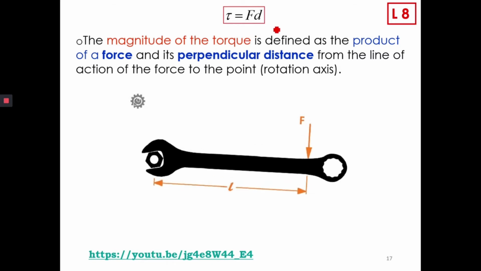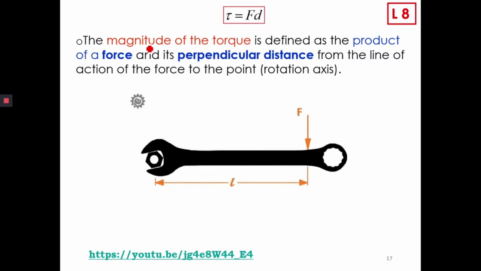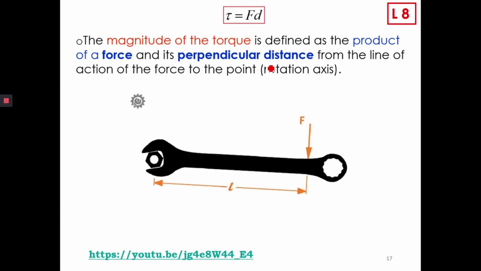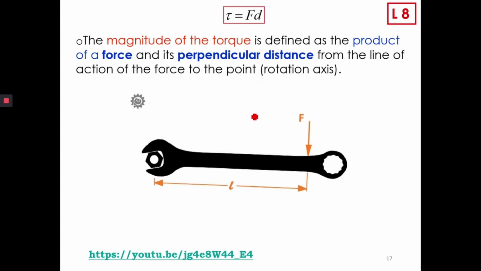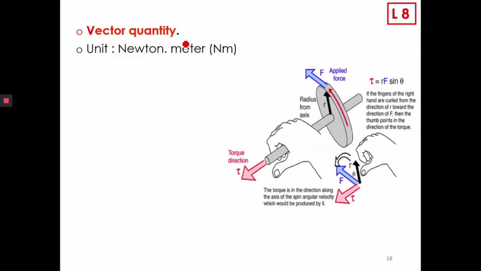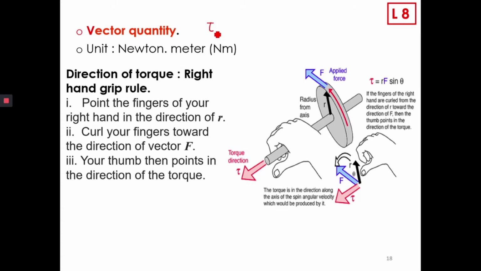Torque equals Fd, where the magnitude of the torque is defined as the product of force and its perpendicular distance from the line of action of the force to the point. We're going to look at different cases of torque later. Torque is a vector quantity, and based on the formula torque equals Fd, force is in newtons and d is in meters, so you will have newton meter as the unit for torque.